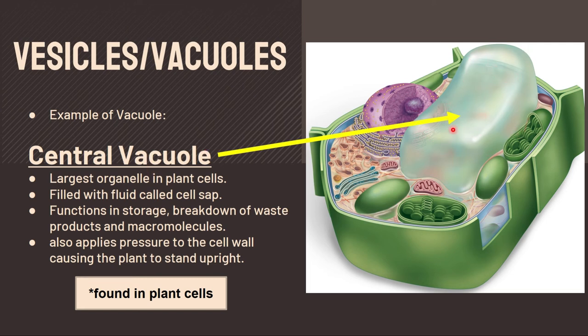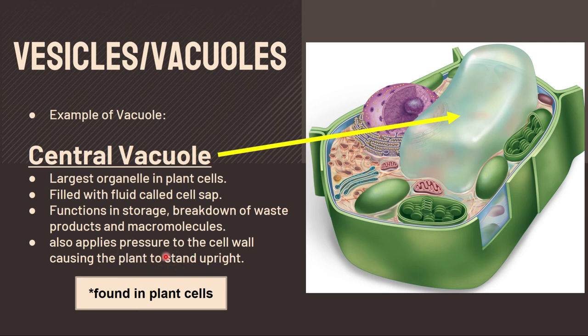The size of the central vacuole is almost the entire space of the plant cell. It is filled with a fluid called cell sap. So what is the function of the central vacuole? It functions for storage of fluids, substances, and other materials. It is also the site for breaking down waste products and macromolecules. And also, the central vacuole applies pressure to the cell wall, causing the plant to stand upright.